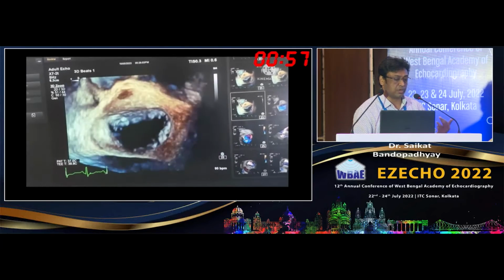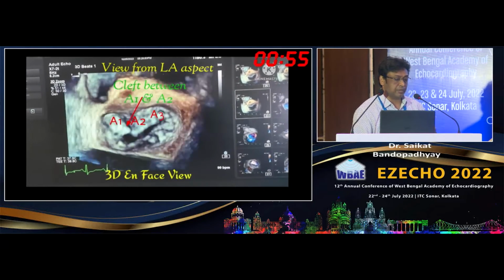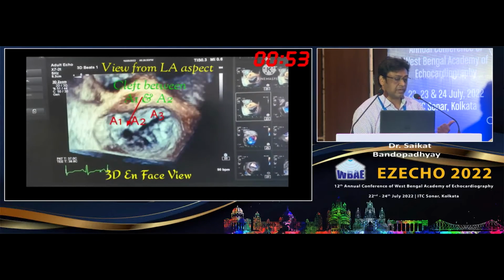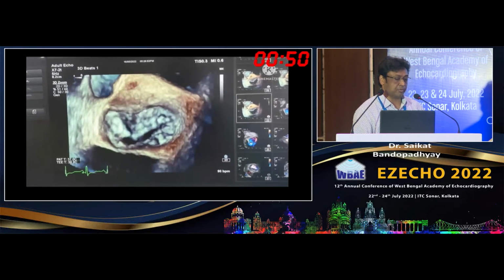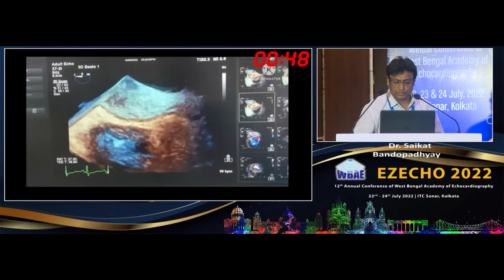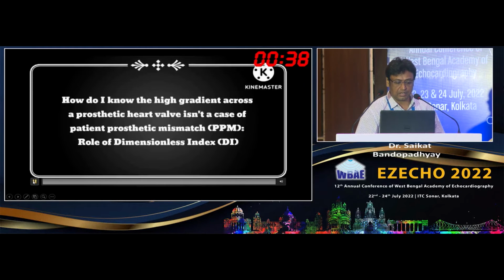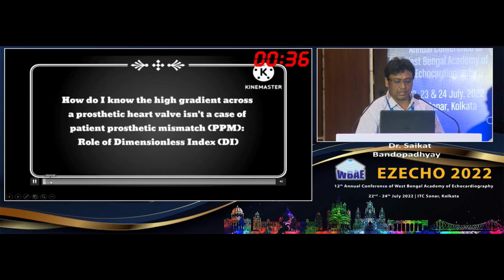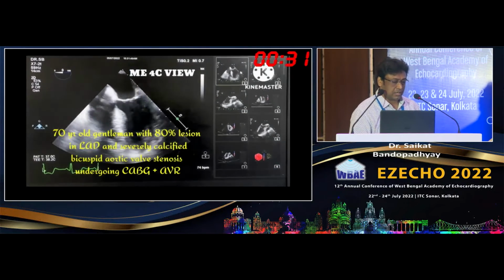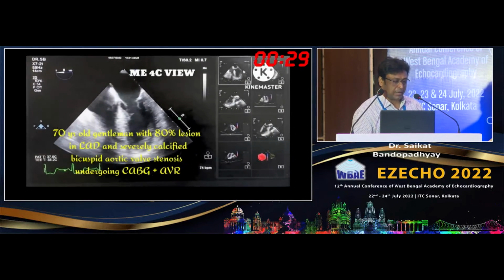But the etiology was not being understood with 2D. When we put the 3D en face view, you can see a cleft with a coaptation gap between A1 and A2. So leave this over here. This is an elderly patient where we did a single graft. He had a lesion in the left anterior descending artery, and also had a severely stenotic bicuspid aortic valve.